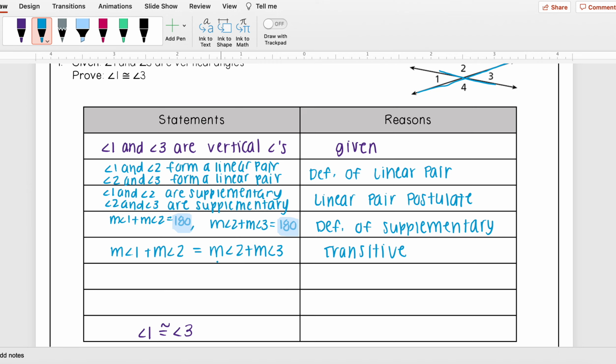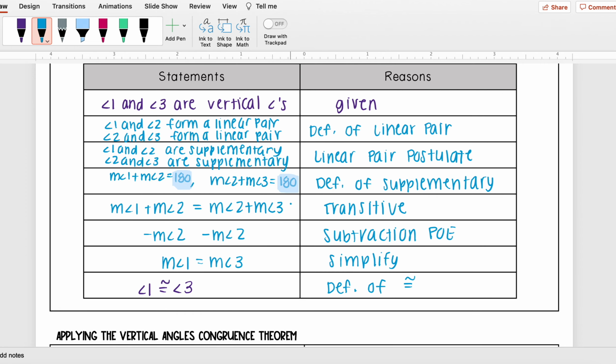And now to get rid of my angle 2's, I can just subtract measure of angle 2 from both sides. That's my subtraction POE. And so my angle 2's cancel out, so I just end up with measure of angle 1 is equal to measure of angle 3. I just simplified. And since they're equal to one another, that means they're congruent by definition of congruence. So this one was a little bit longer, but I just want to take it step by step using your definitions and your postulates to eventually get to where you want to go.